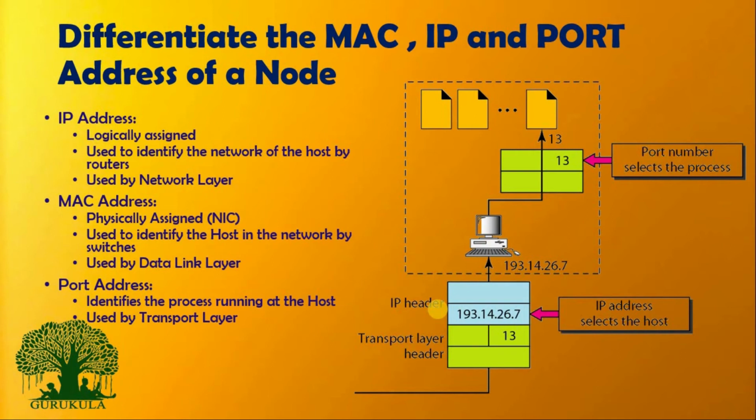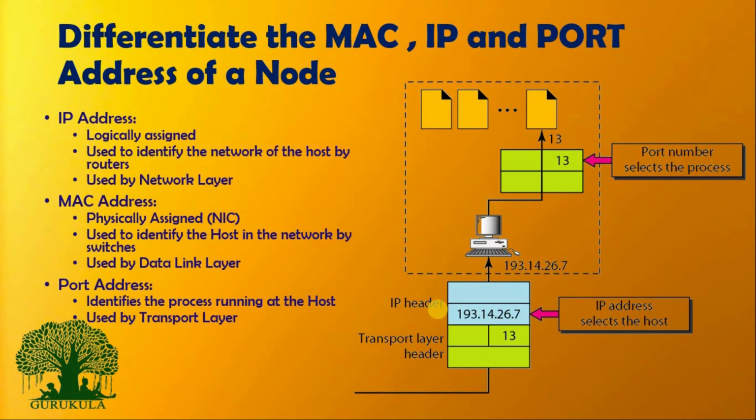As you can see in the figure, you will have an IP address and then a MAC address assigned to one particular host. Your IP address is used to identify the network. Once the network is identified, in order to identify the host, you will have the MAC address, and once the host is identified using the MAC address, you need to identify the process running inside the machine, and port address is the identifier which helps you to identify the correct process to which the packet has to be delivered.